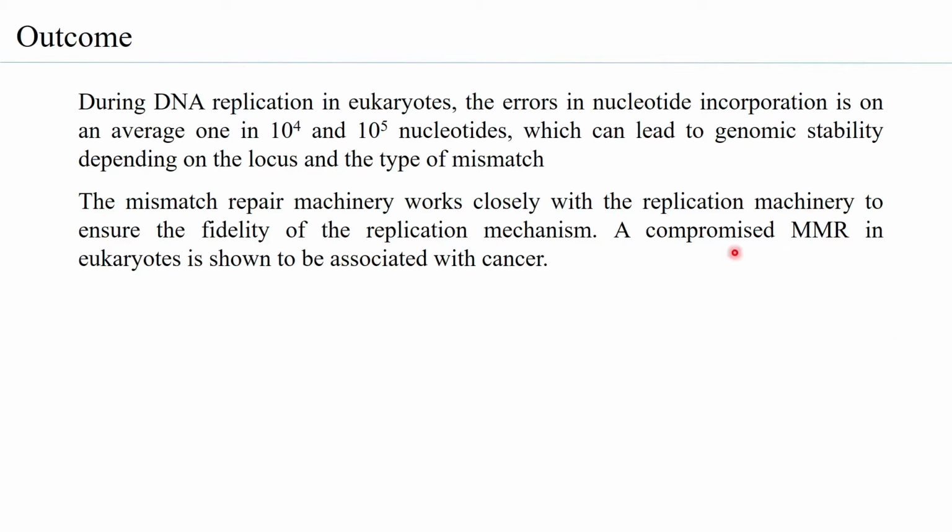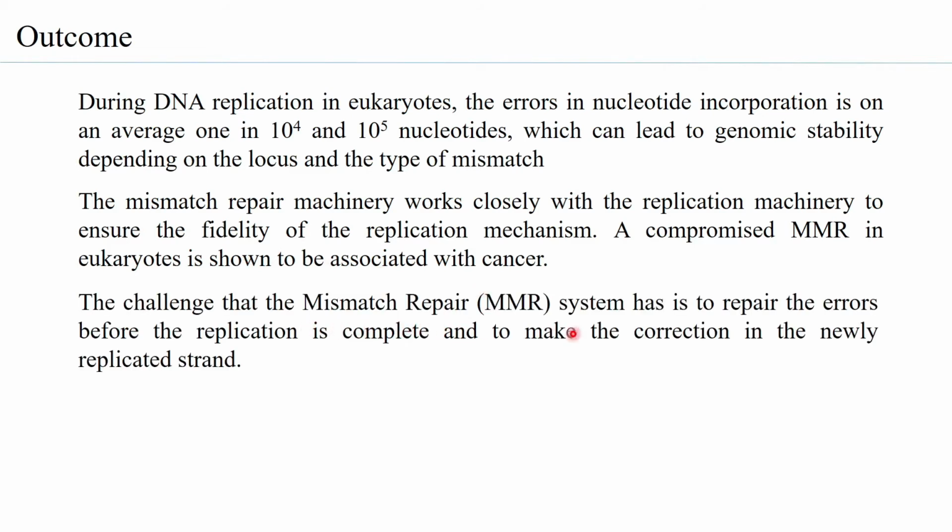In fact, what has been observed is that if there is a compromised MMR system in eukaryotes, then it is associated with cancer. The challenge that the mismatch repair system has, as we just mentioned, is to repair the errors before the replication is complete and to make the correction in the newly replicated strand itself. It cannot correct the template. It should not correct or change anything in the template. It has to correct only the wrong nucleotide that has been incorporated in the newly synthesized DNA. And that is a big challenge for the mismatch repair system.